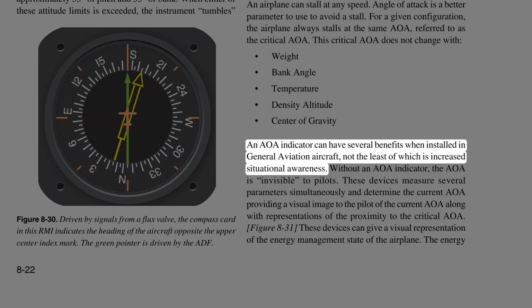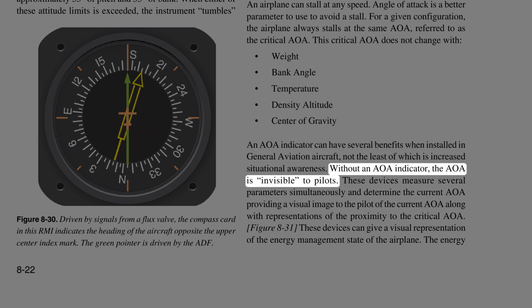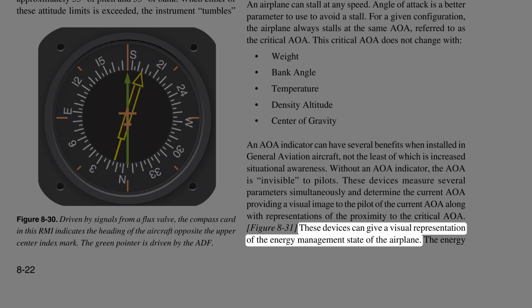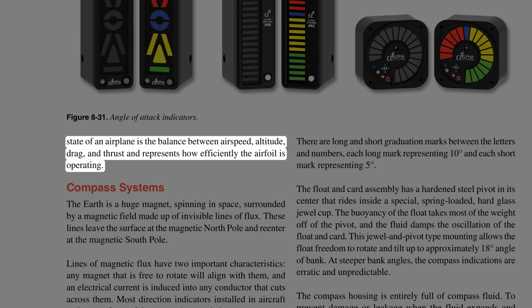An AOA indicator can have several benefits when installed in general aviation aircraft, not the least of which is increased situational awareness. Without an AOA indicator, the AOA is invisible to pilots. These devices measure several parameters simultaneously and determine the current AOA, providing a visual image to the pilot of the current AOA along with representations of the proximity to the critical AOA. These devices can give a visual representation of the energy management state of the airplane. The energy state of an airplane is the balance between airspeed, altitude, drag, and thrust and represents how efficiently the airfoil is operating.